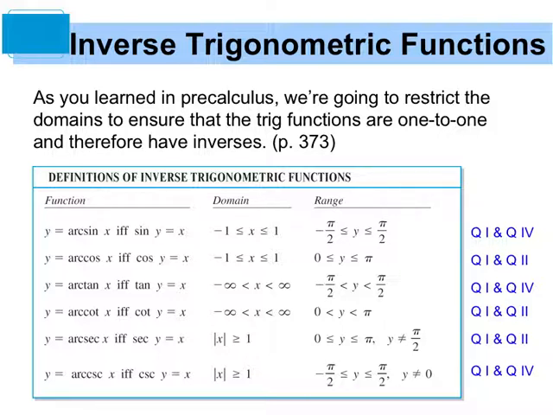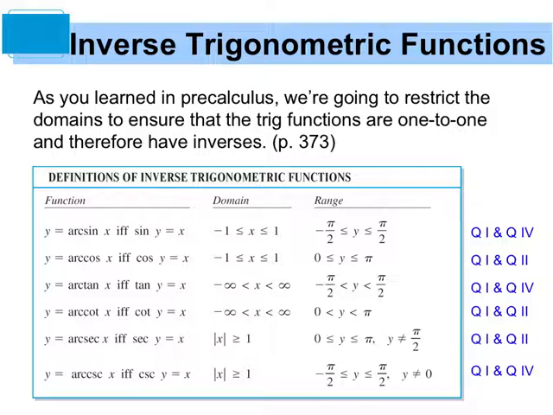No problem. Okay, because if you visualize what the sine function looks like, it oscillates up and down. Doesn't pass the horizontal line test. So we're going to say, hold on, I'm going to chop off most of the sine function and restrict it to just a certain domain. And in this case, we're going to go from negative pi over 2 to pi over 2.